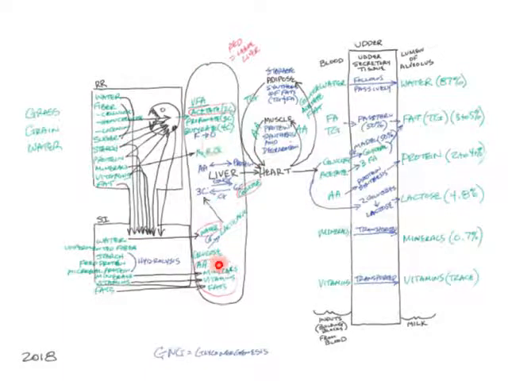Here's everything in the liver. What leaves the liver goes to the heart, goes to the muscle. The amino acids go into the muscle, come out of the muscle. We've got pre-made fat, acetate, and glucose going into adipose.